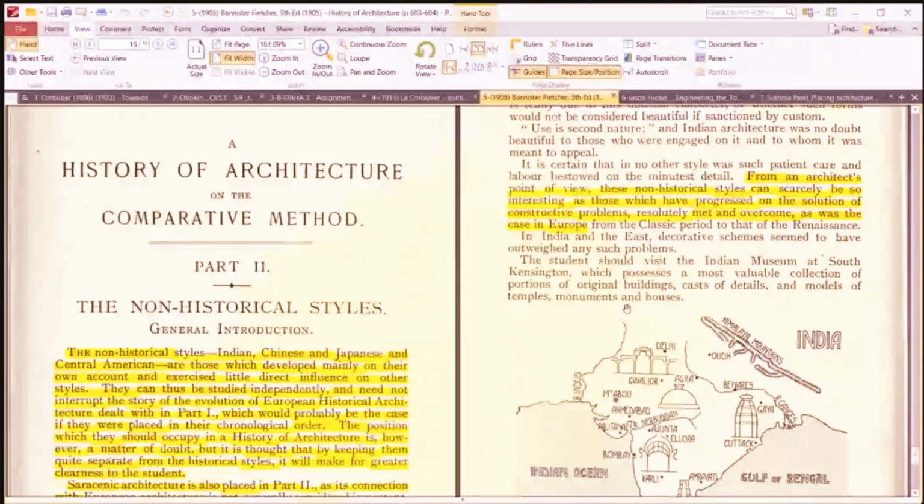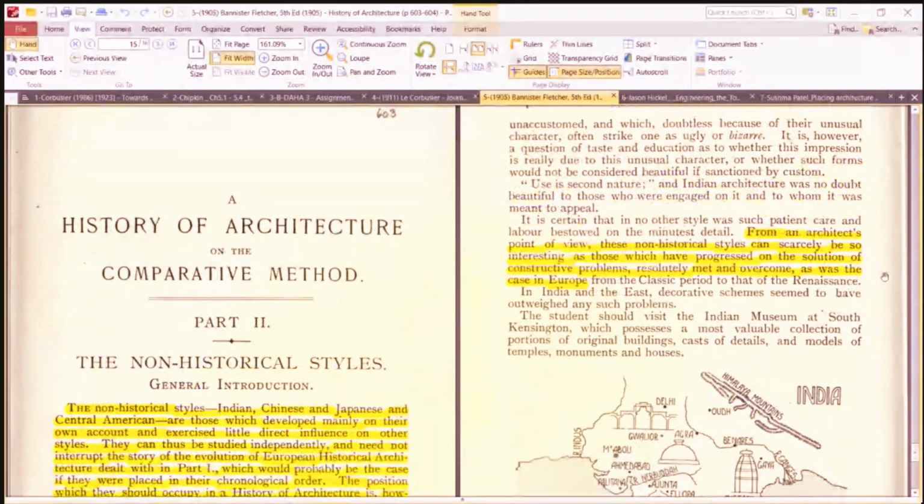From an architect's point of view, these non-historical styles of the non-West can scarcely be so interesting as those which have progressed on the solution of constructive problems, in other words, technology, industrialization. If you remember Corbusier's inspiration for modern architecture, the silos, the automobiles, the steamliners, the airplanes, right? All of these wonders of modern technology, right? This is what determines progress, right?